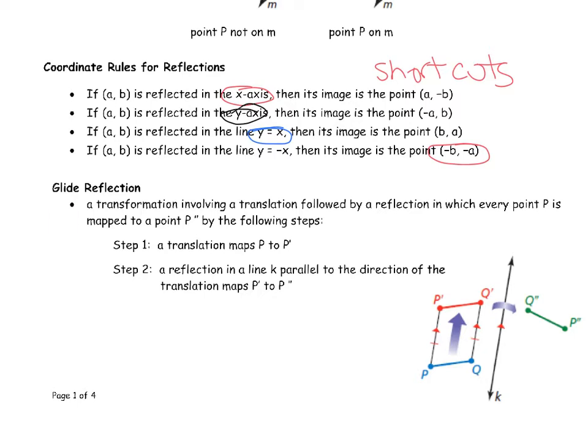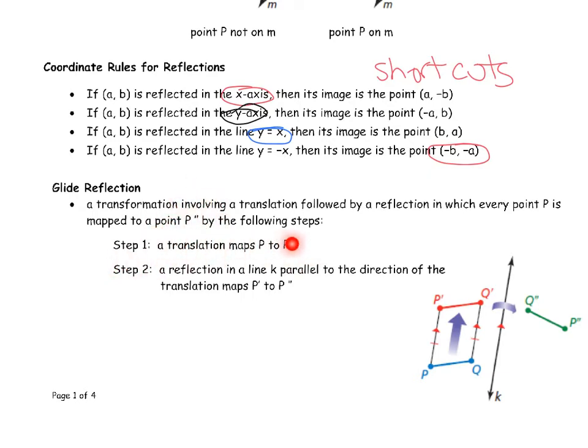Glide reflection is a transformation involving a translation followed by a reflection. So remember, we've already talked about translation. Translation is basically the sliding of something. So you're sliding something either right, left, up, down. Okay? So after you do a translation, then you would do a reflection, and that's called a glide reflection. It's a transformation involving a translation followed by a reflection in which every point P is mapped to a point P double prime by the following steps.